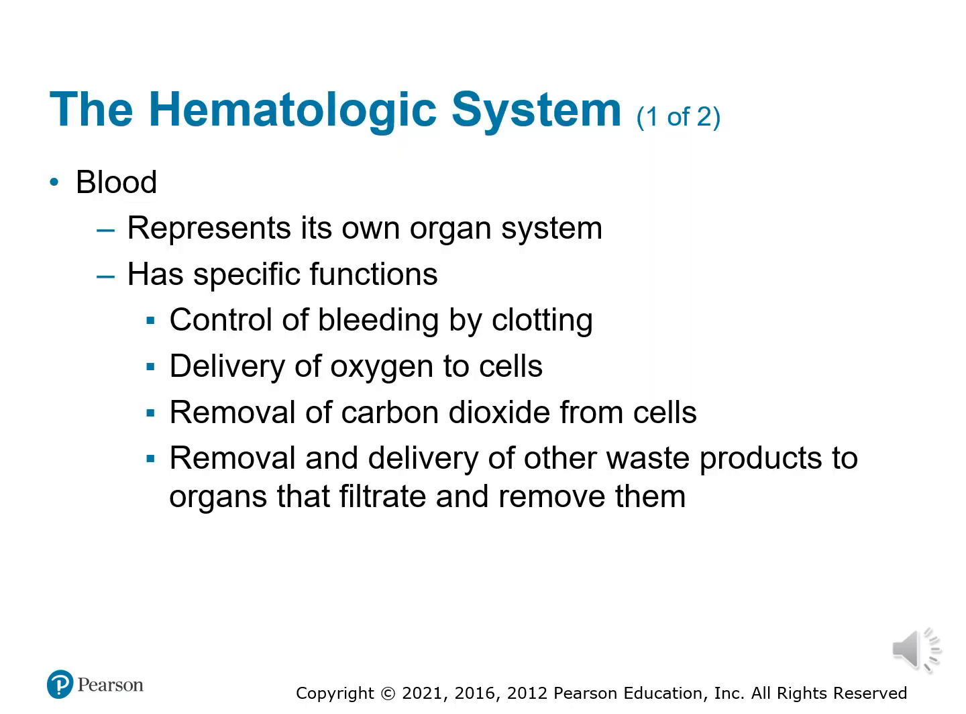The hematologic system. First, we're going to talk about blood. It represents its own organ system. It has specific functions. It controls bleeding by clotting. It delivers oxygen to cells, and it removes carbon dioxide from the cells. And then it has the removal and delivery of other waste products to organs that filter and remove them. So remember, controlling the bleeding, delivering oxygen to the cells, and removal of carbon dioxide and other waste products are all functions of the blood.